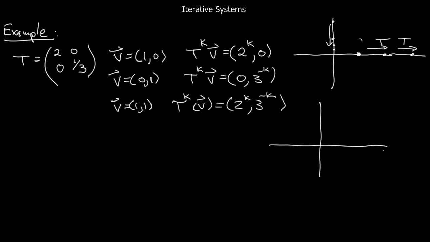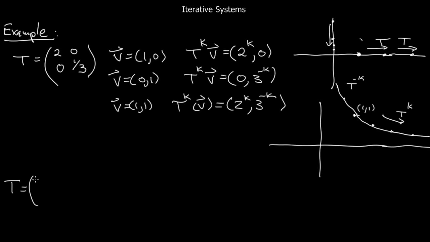Let's see what happens. You start at (1, 1), and then the x-coordinate is going to go to infinity, but the y-coordinate is going to go to 0, so there'll be a bunch of points like this. And in the other direction, if you took negative powers of T, you'd be going this way. These should be familiar looking curves from the differential equations section.